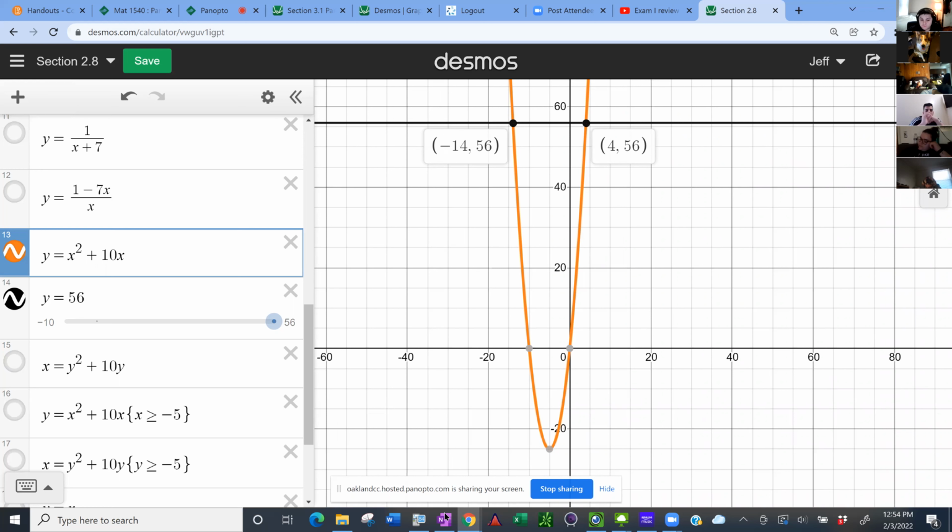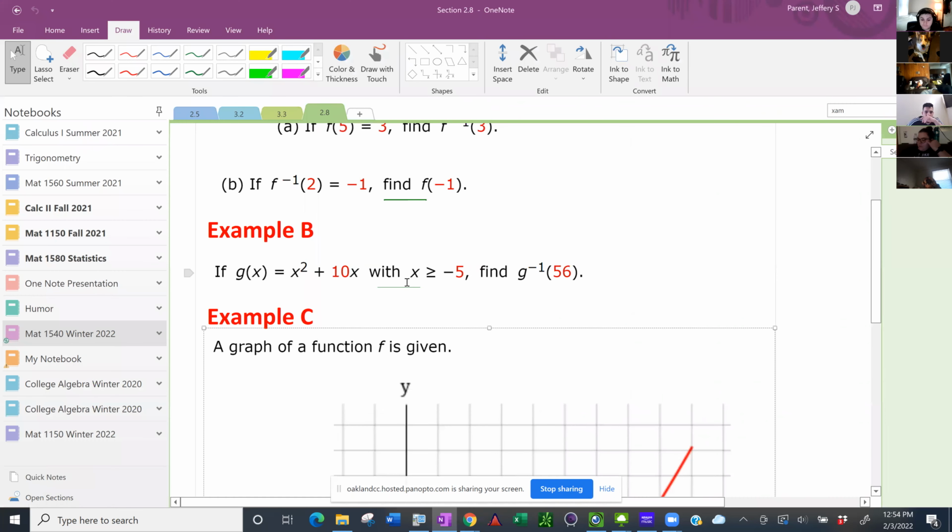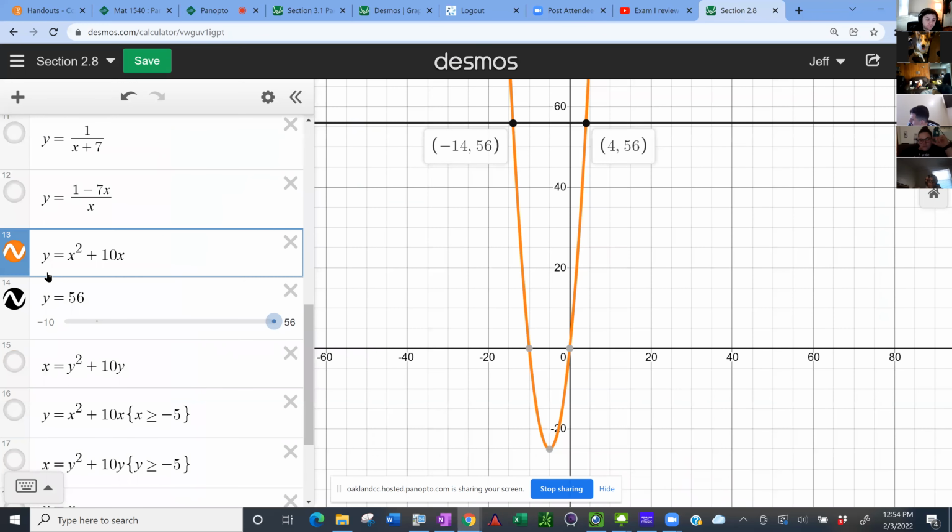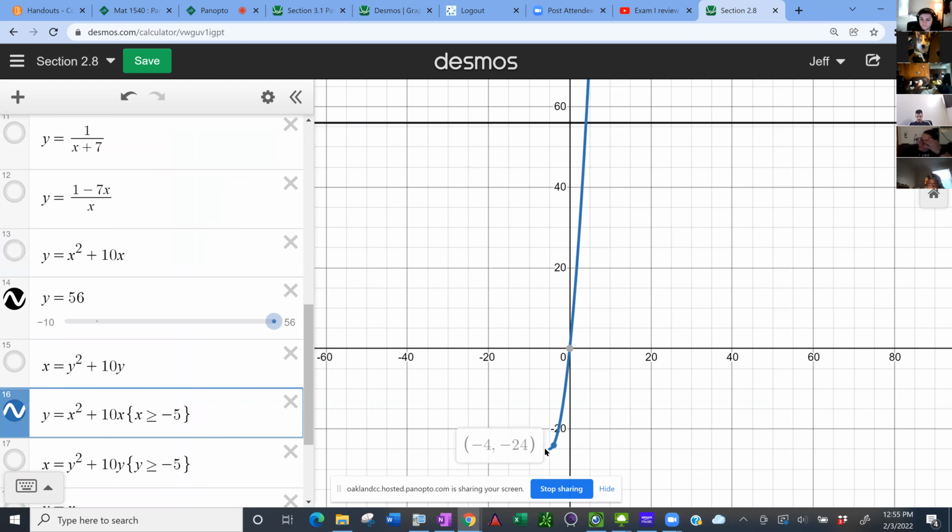If you look back at the original problem, they said we only want to consider the graph for values of x greater than or equal to -5. If I make that restriction, let me shut this graph off and turn this graph on. Now I've got a graph that's only about half of what it was, because I'm looking at values of x greater than or equal to -5. So the only solution I've got is right here, 4 and 56. And that makes sense.